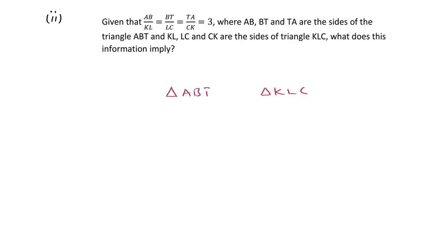Okay, so this is the similarity problem, and given this information, this implies that triangles ABT and KLC are similar, since their corresponding sides are proportional, meaning the ratio is constant, and the corresponding angles will also be equal.